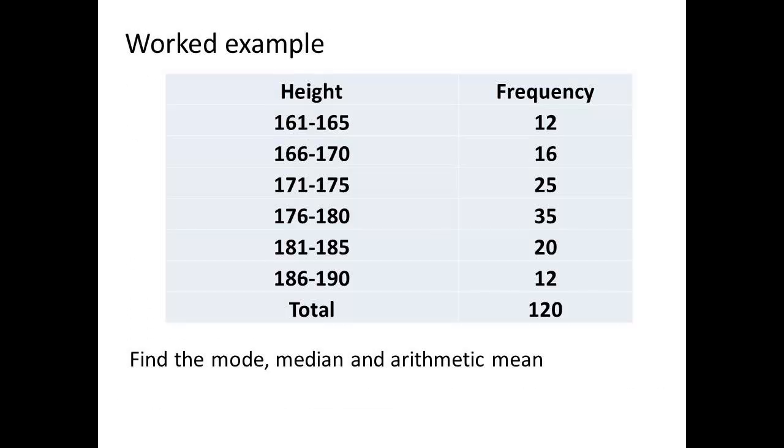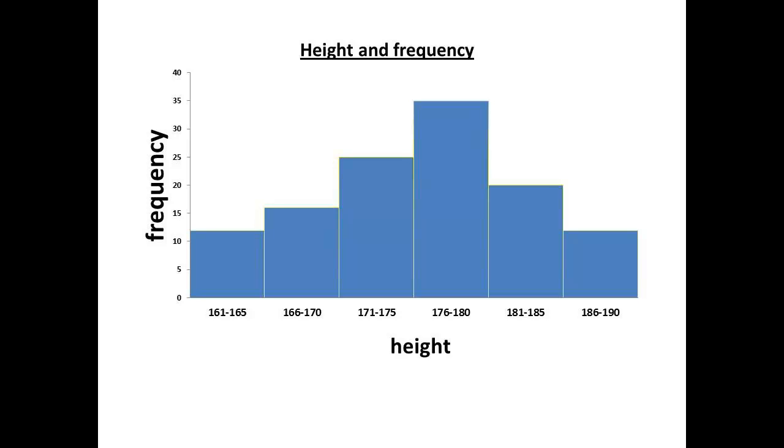We shall now work through an example. The table gives us the frequencies of a sample of students whose height was measured, the class interval being 5. We are going to find the mode, the median, and the arithmetic mean. We have presented the information here in the form of a bar chart to give a visual picture.